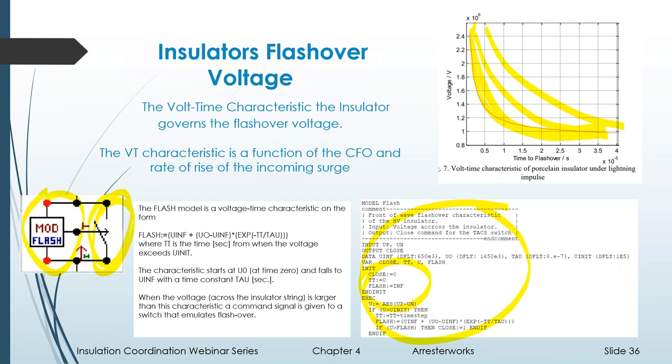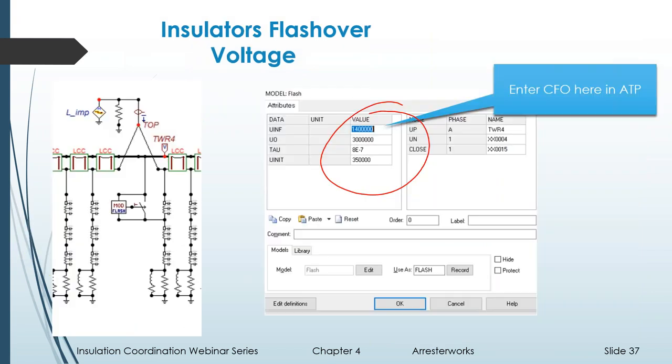And so if you end up with a very fast rising surge, then the insulator is going to flash over at a higher voltage. If it's a slower rising surge, like the first stroke in lightning, which is 5 or 6 microseconds to crest, but the second and third strokes can be 1 or less microseconds to crest. So it might flash over at a higher voltage on the second stroke and a lower voltage on the first stroke. In ATP, when you're using flash, all you really need to do is enter this value right here for what the flashover is going to be. So you put in the CFO, and depending on how fast the surge is, it'll flash over at higher levels.